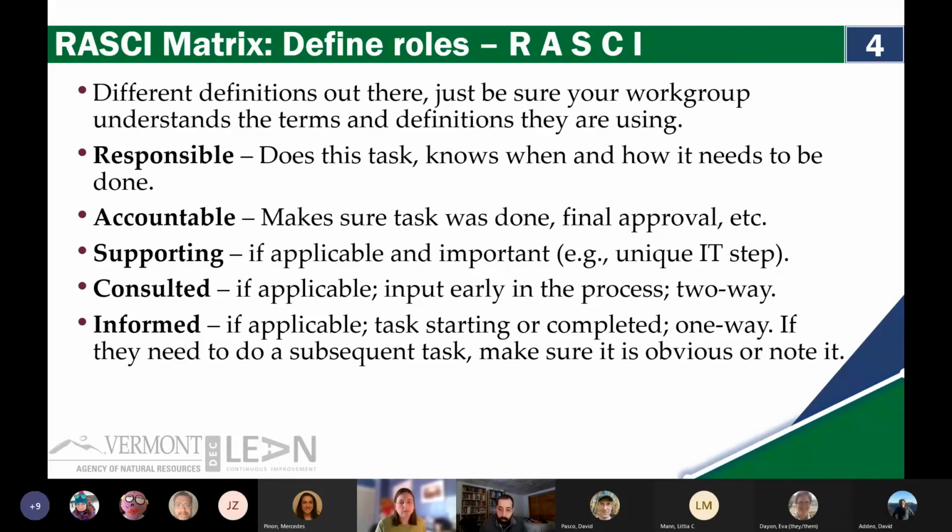And then consulted would be someone who's involved in a two-way interaction. So you want their expertise, their input. What you're doing affects their work, for instance. And so it's early in the process, you're going to let them know what's going on, and there's going to be some back and forth.